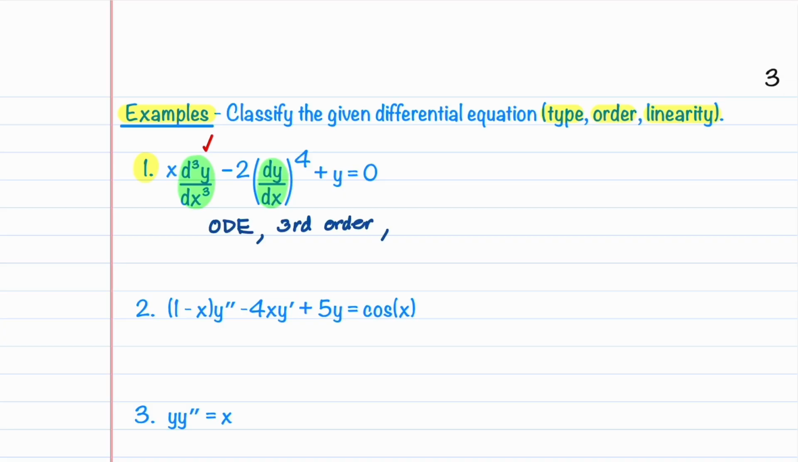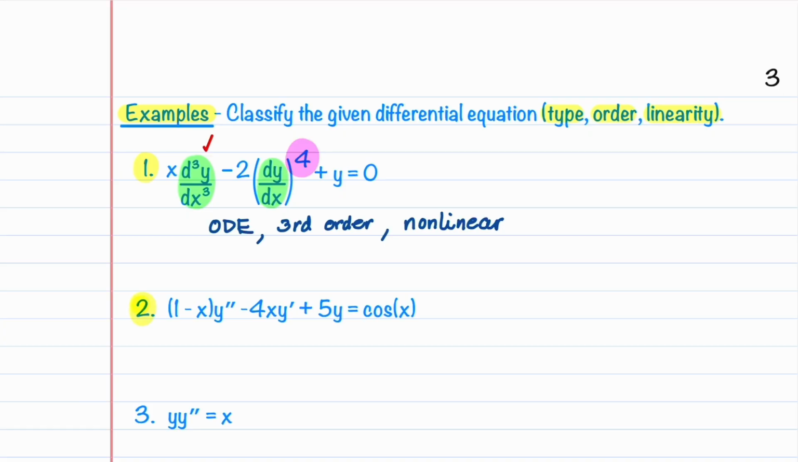And now we have to see if it's linear or nonlinear. Notice that the dy dx term is raised to a power of 4. Because it's not just a power of 1, this equation is nonlinear. Any power other than 1 will make it nonlinear. Let's now look at our second example.